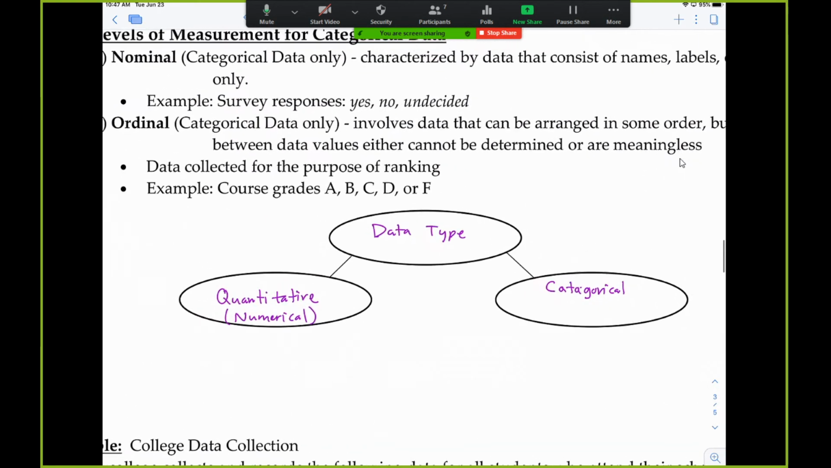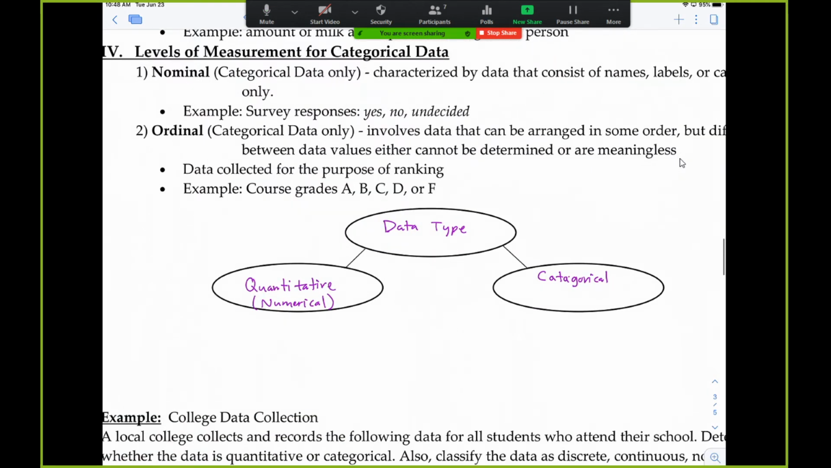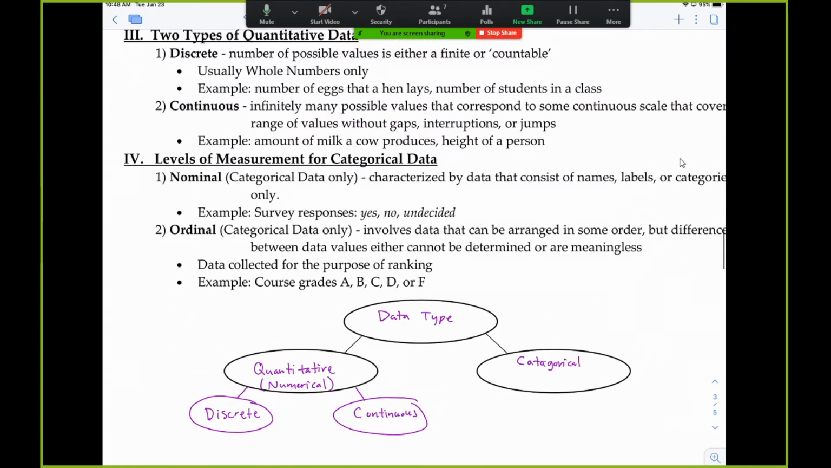Okay, and then it breaks down further. So quantitative type data can be broken down as discrete type data and continuous quantitative. So here's a definition for those. Discrete type data are where the number of possible values is either finite or countable. And then continuous is where there are infinitely many possible values for that data set.